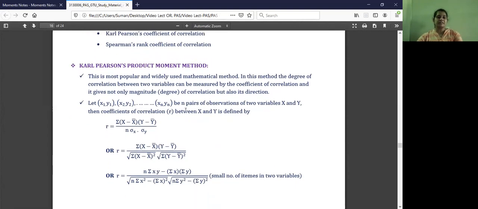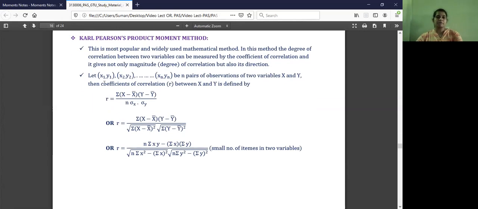This is a very interesting topic according to our formula. Karl Pearson product moment method, that means Karl Pearson coefficient of correlation. This is the most popular and widely used mathematical method. In this method, the degree of correlation between two variables can be measured by the coefficient of correlation, and it gives not only the magnitude or degree of correlation but also its direction.